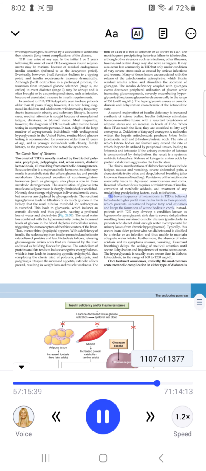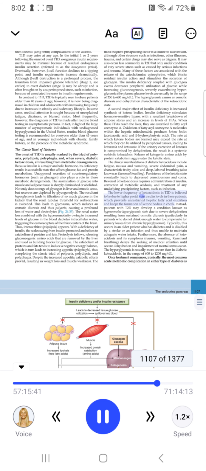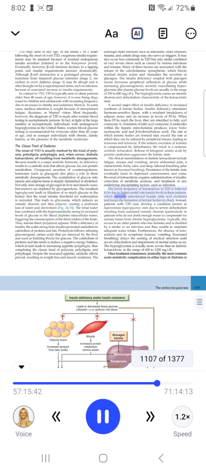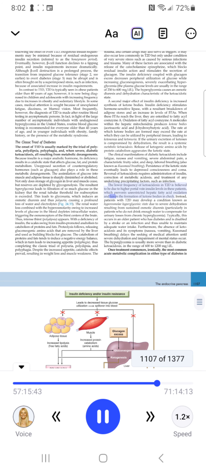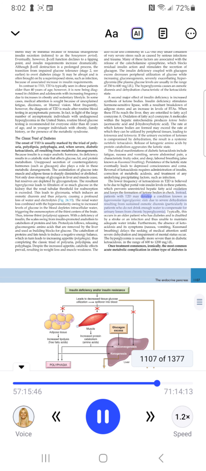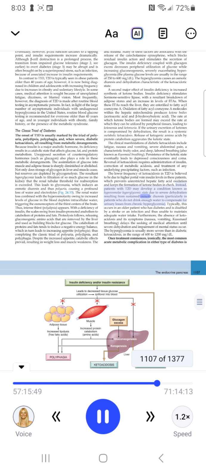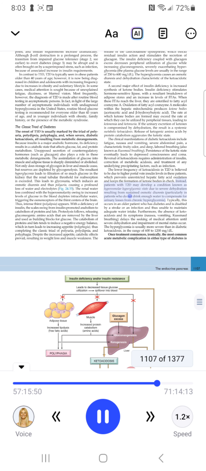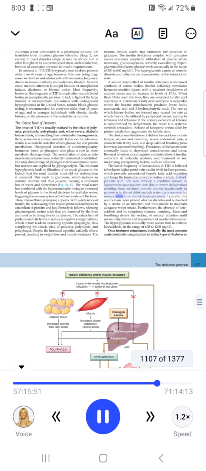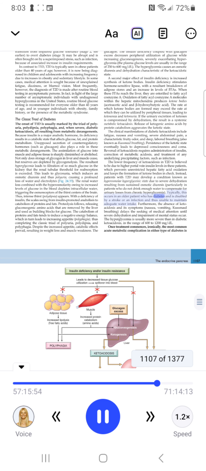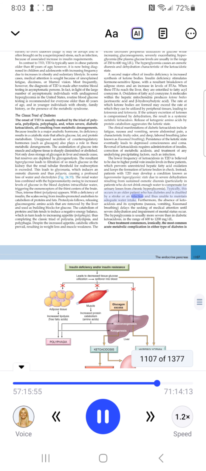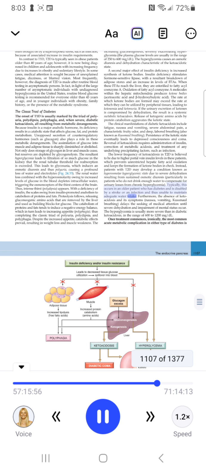The lower frequency of ketoacidosis in T2D is believed to be due to higher portal vein insulin levels in these patients, which prevents unrestricted hepatic fatty acid oxidation and keeps the formation of ketone bodies in check. Instead, patients with T2D may develop a condition known as hyperosmolar hyperglycemic state due to severe dehydration resulting from sustained osmotic diuresis, particularly in patients who do not drink enough water to compensate for urinary losses from chronic hyperglycemia. Typically, this occurs in an older patient who has diabetes and is disabled by a stroke or an infection and thus unable to maintain adequate water intake.